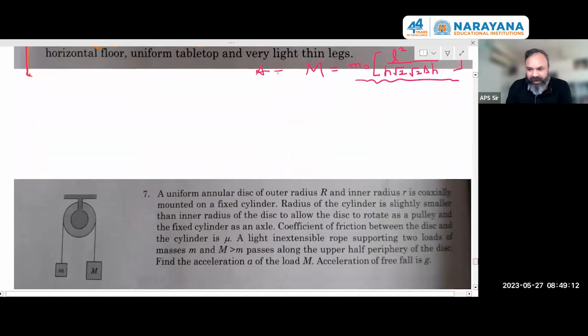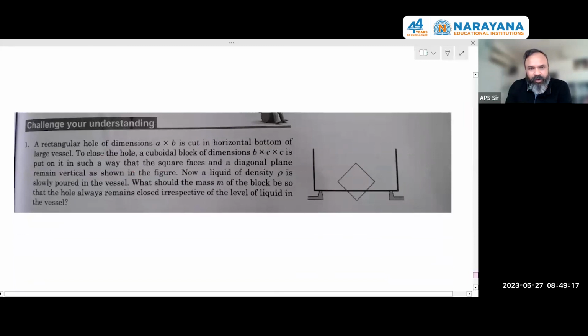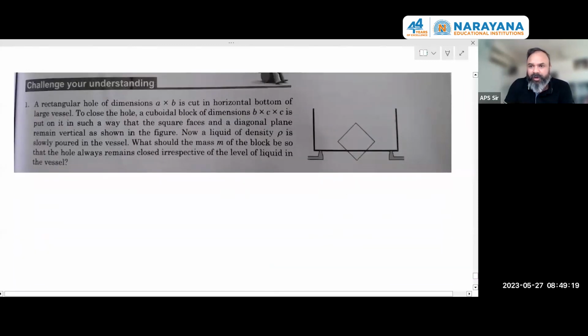So that was one thing why I've taken up this problem. Right, so let me take one problem from fluid before I move forward. Now, again, this is a beautifully written problem where geometry will ease out this problem like anything. The question was quite straightforward. He said there is a rectangular hole having dimensions a by b. Now, just observe the data carefully. So I have the dimensions of this hole as a by b, that is cut in the horizontal bottom of a large vessel.